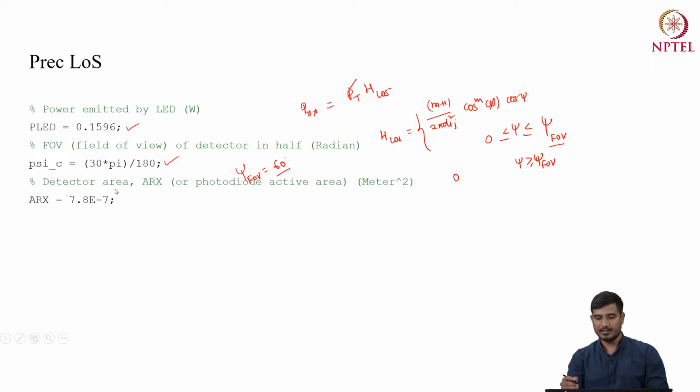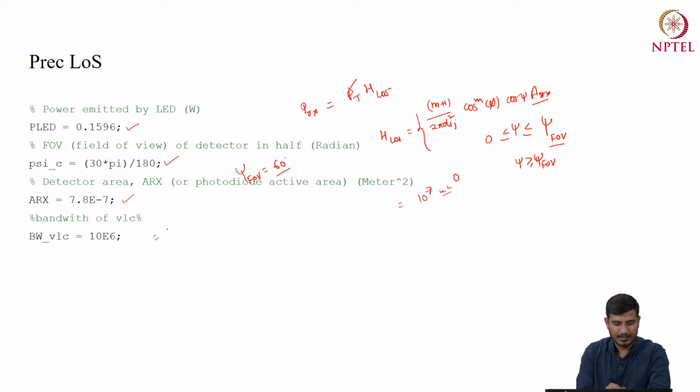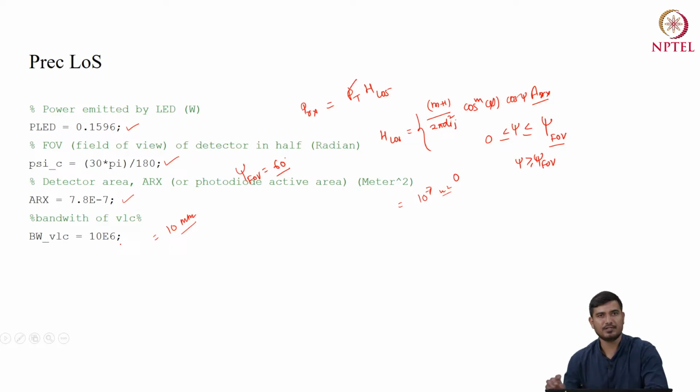Next, when we calculate this received power, there is also a term A_RX, which is the PD surface area of the photodetector. Anything that is in the equation you need to give as an input. Generally this value lies in the order of 10 to the power minus 7, in centimeter square, or you can convert into centimeter square. You can take any practical value here. And again the bandwidth of the system. Here we have taken a 10 megahertz system, so we have specified the bandwidth value of 10 to the power 6.